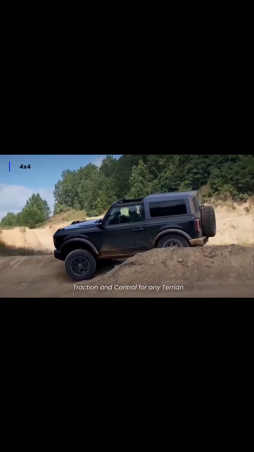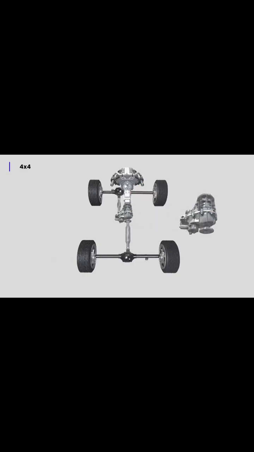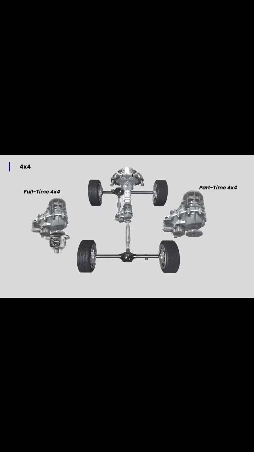Let's see how it works. Here, the transmission is placed after the engine, and after that, there is another component called the transfer case, which is the heart of the 4x4 system. This component delivers the engine's power to both the front and rear axles. There are two main types of transfer cases: part-time 4x4 and full-time 4x4.